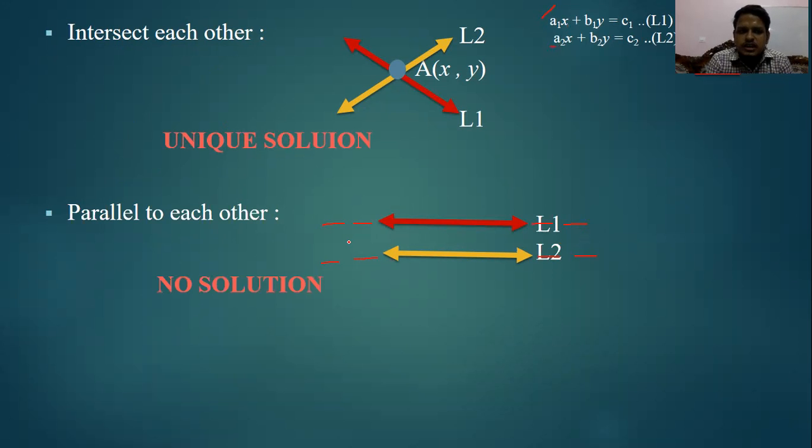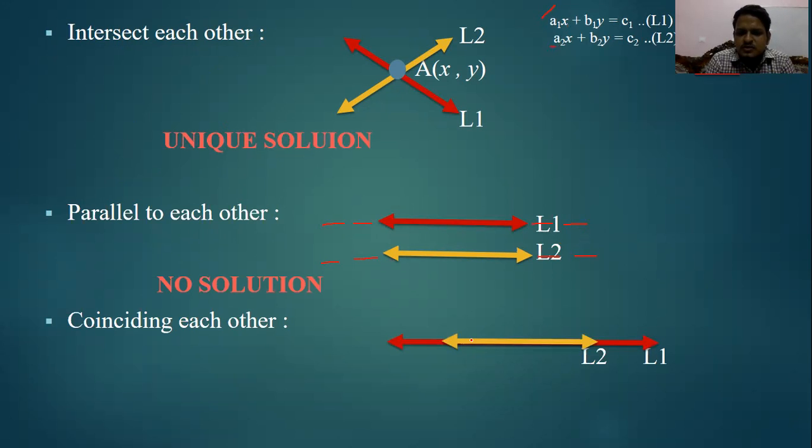Now we'll move to the third case, when the lines are coinciding with each other. Suppose this is a line L1 and this is a line L2. Suppose we consider a point here, then we see that this point is lying on L1 as well as on L2. So this point will satisfy both the lines L1 and L2, means both the equations. If we consider a point here, then this will also satisfy both the lines L1 and L2. It means both these equations. If you take a point here, then this point will also satisfy both the equations.